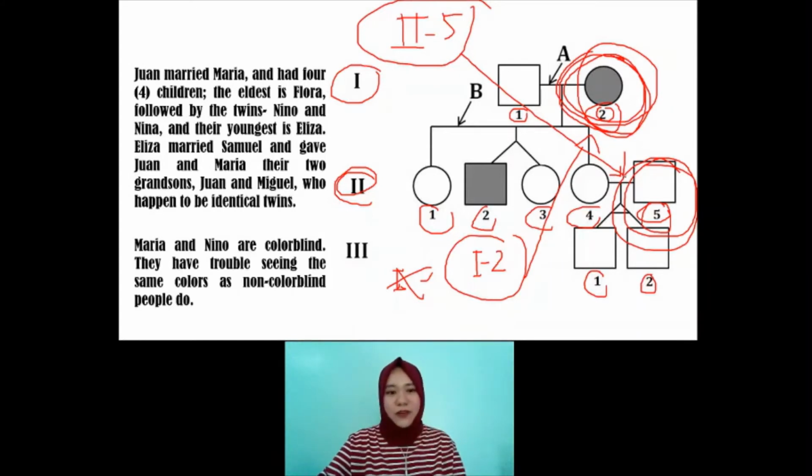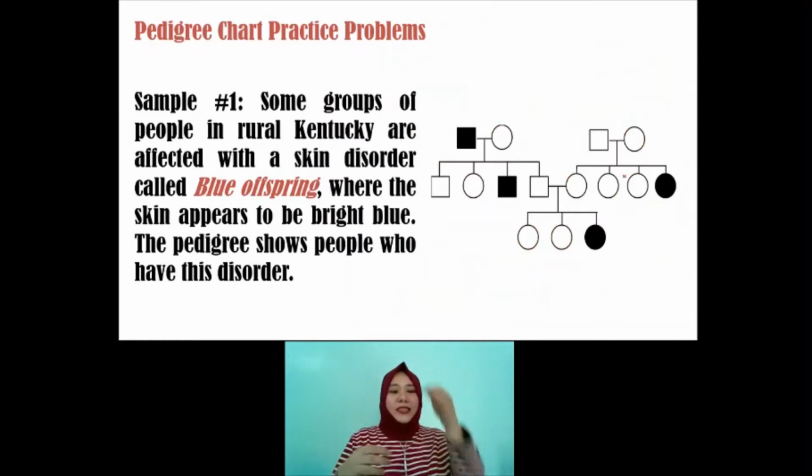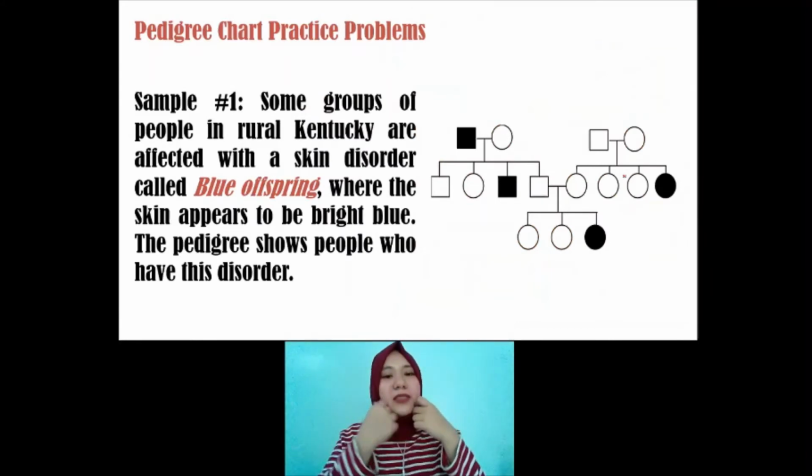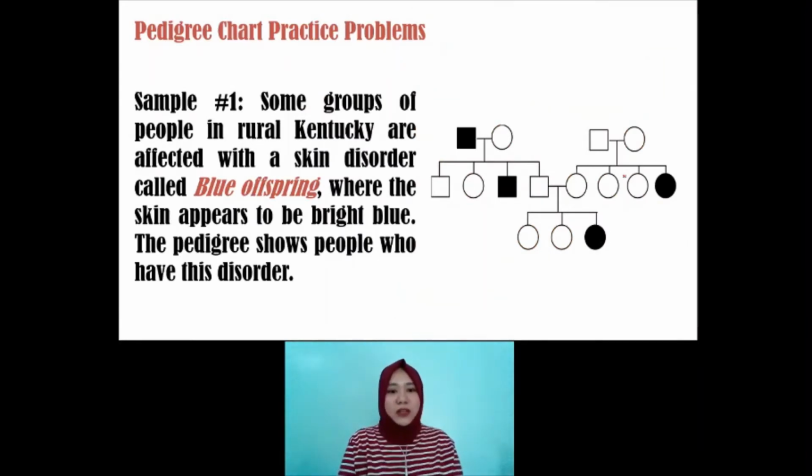I hope you were able to follow. Okay, let's have practice problems here. We have sample number 1. Some groups of people in rural Kentucky are affected with a skin disorder called blue offspring, where the skin appears to be bright blue. The pedigree shows people who have this disorder.